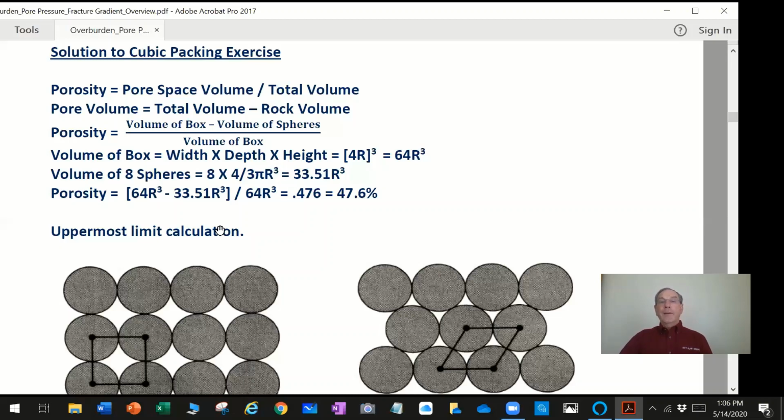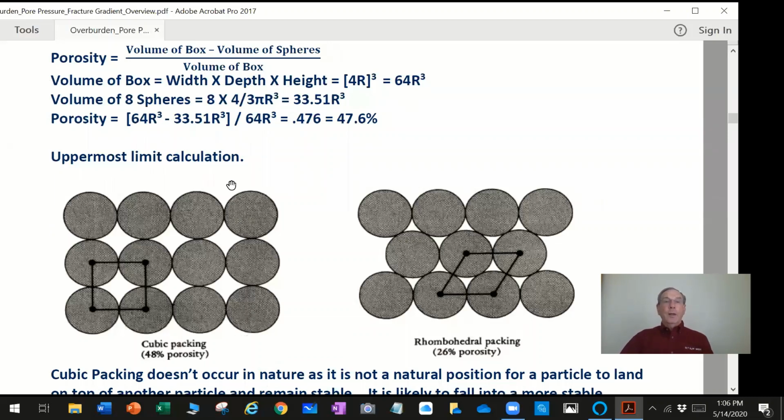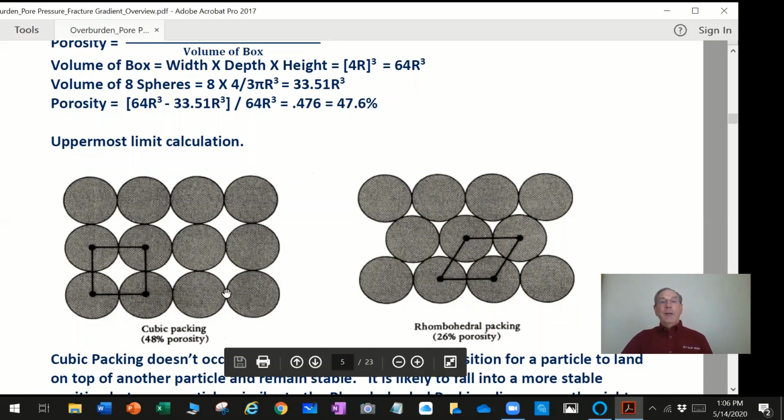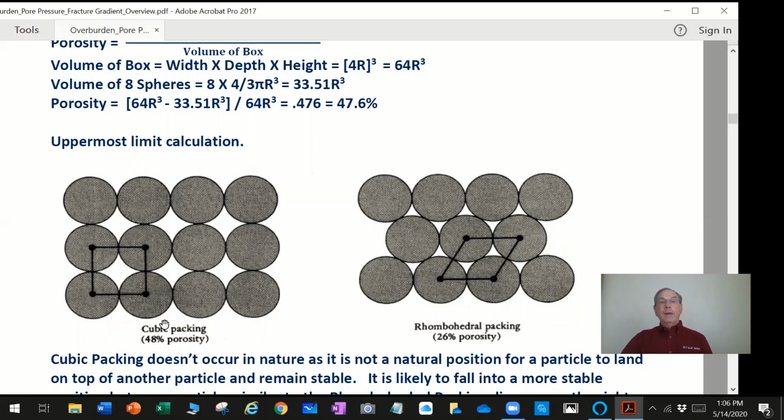And as I said, this is an uppermost limit calculation. In nature, we're never going to have this high of a porosity. The reason why, I'm going to explain a little bit later, has to do with layering and the sedimentation process. During sedimentation, this bottom layer is laid down first, and then another layer goes on top of it. If I put a layer of basketballs on the floor, I could drop basketballs probably the rest of my life, and I would never make a basketball land directly on top of a basketball and stay there. It's not a stable position.